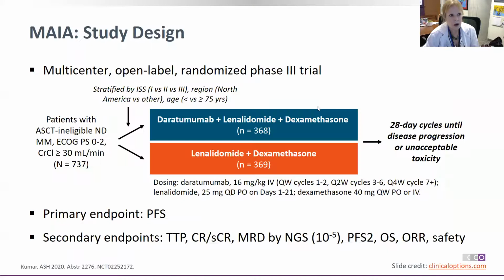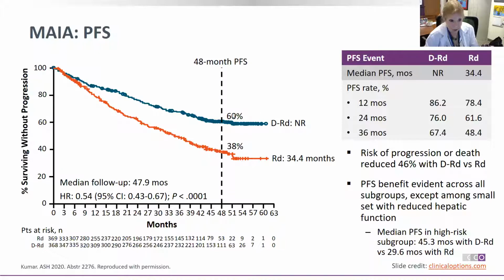Now, this has been also MRD negativity as being something that we think is associated with better progression-free survival and probably overall survival. This is a non-transplant trial called the MAIA study, where they used, again, daratumumab, lenalidomide, and dexamethasone, or lenalidomide and dexamethasone. And this favored, again, the 3 drugs over the 2 drugs. This is treatment for people who are not getting a transplant. This is continuous therapy. This is not halted, and ended up showing a big advantage for those patients receiving daratumumab with their lenalidomide and dexamethasone.